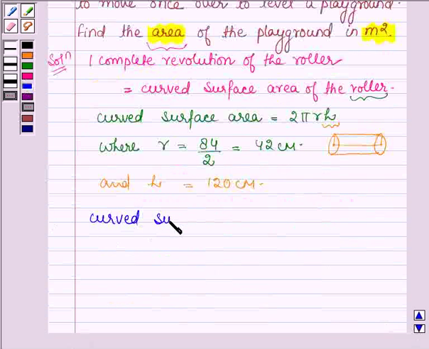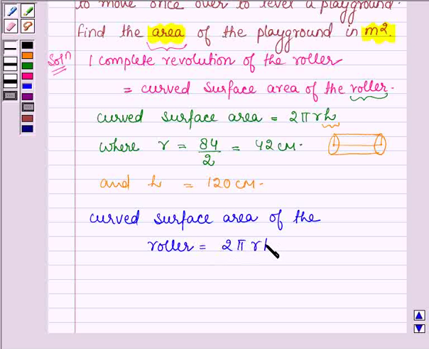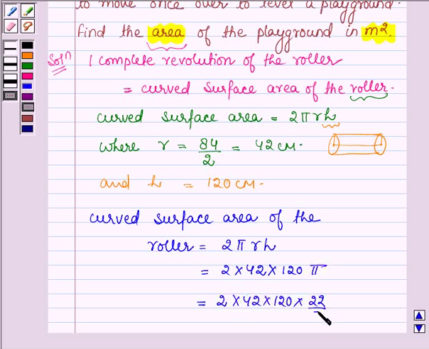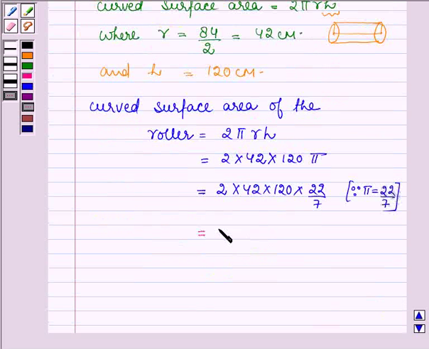Now let us find the curved surface area of the roller. So this is equal to 2 into pi into r into h. Now substituting the values of pi, r and h, we have 2 into 42 into h is 120 into pi. Now we have to assume pi is 22 upon 7, so this can further be written as 2 into 42 into 120 into 22 upon 7, and we are given in the beginning of the exercise that we have to assume pi is 22 by 7. And on simplifying this, we have 31680 centimeters square. So this is the curved surface area of the roller.